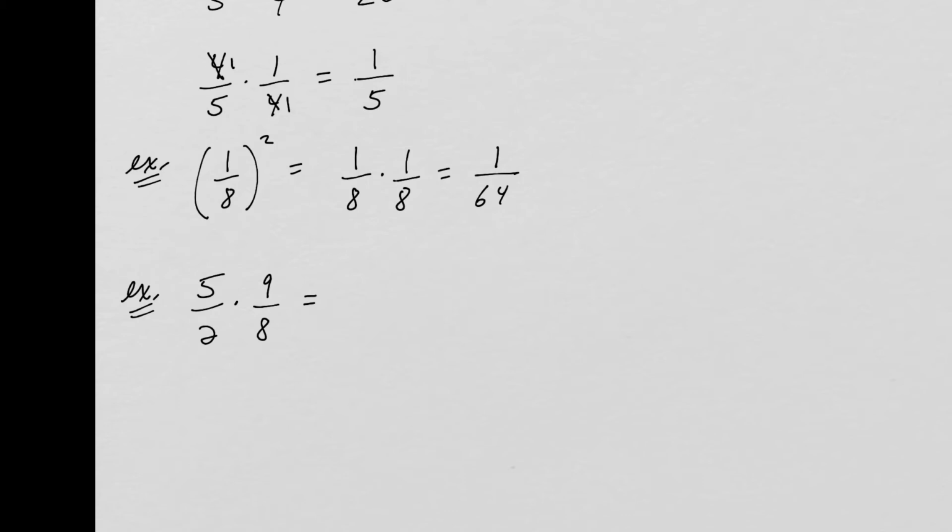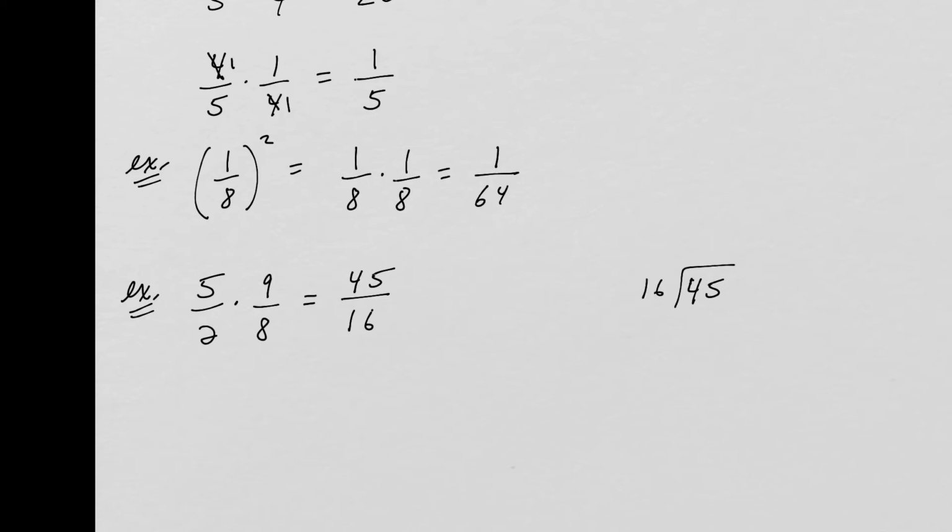So I multiply numerators. 5 times 9 is 45. And then 2 times 8 is 16. And of course, now this is an improper fraction, right? So that's fine. You could leave it like that, or you could also write it as a mixed number. And remember, to write it as a mixed number, you'd have to divide.